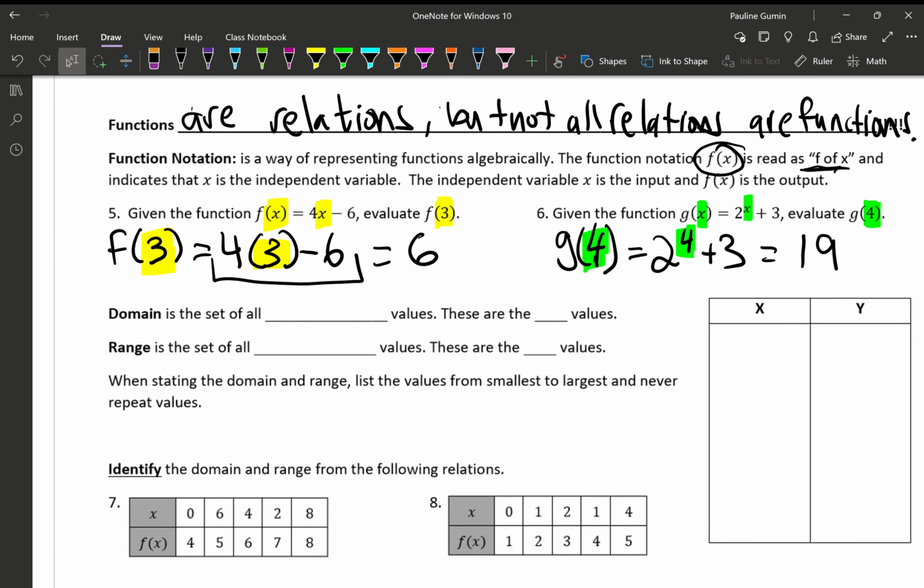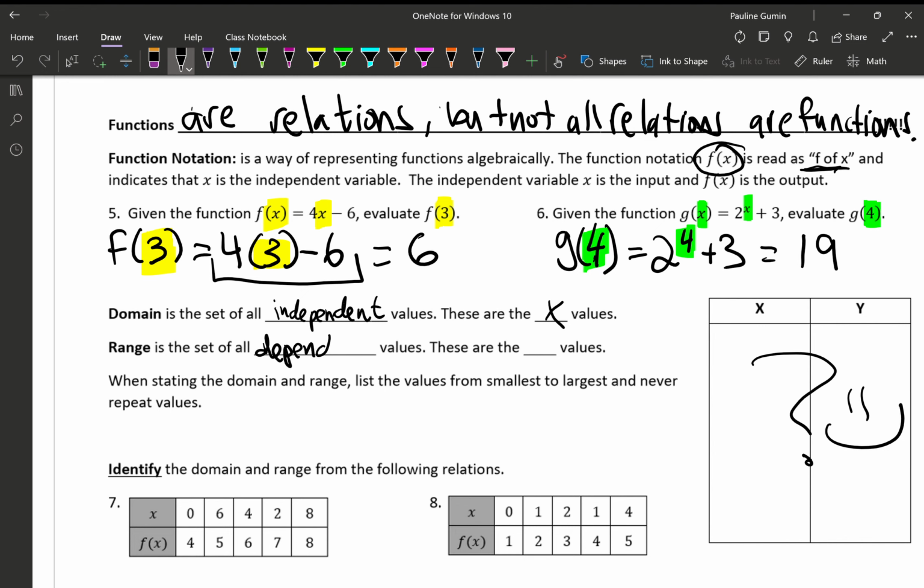The domain is the set of all independent values. Those are our x values. I don't know what I meant to do with this table, sorry.